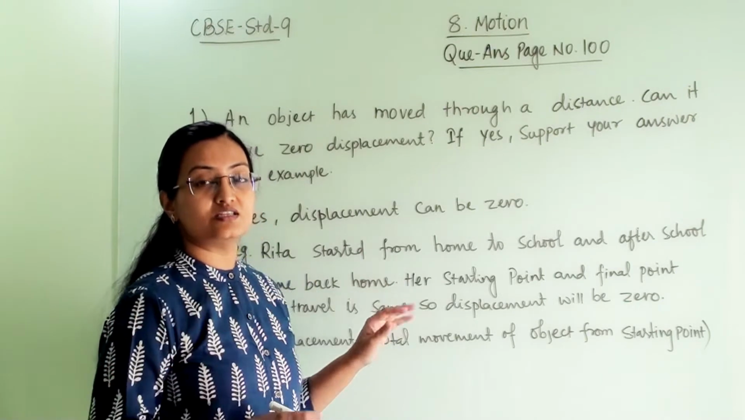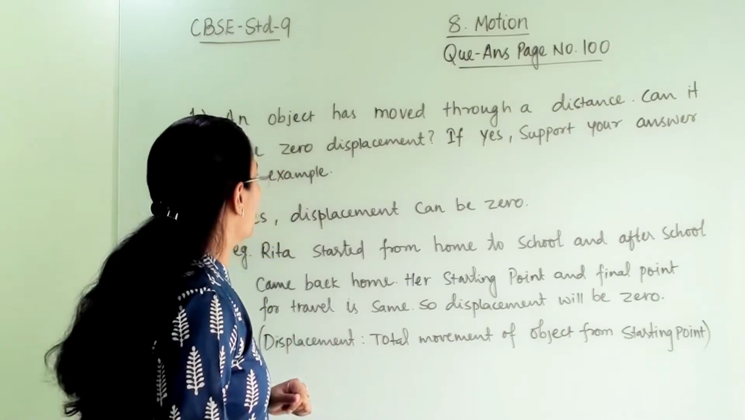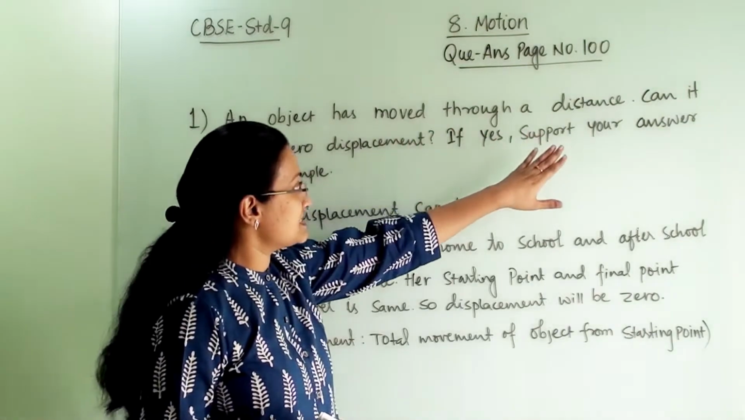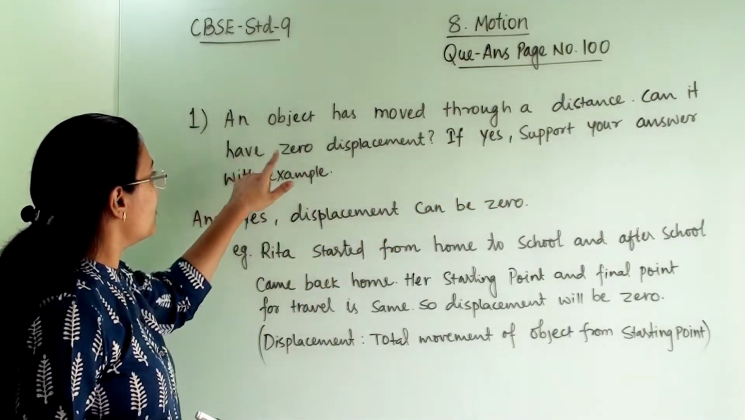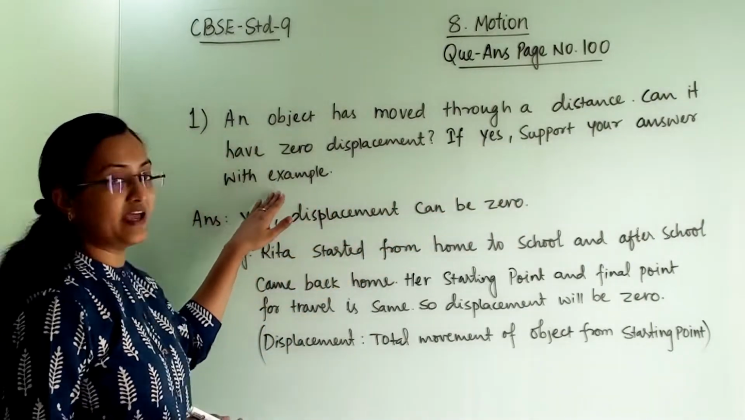And these question answers are from CBSE Std-9, from the chapter Motion. So the first question is, an object has moved through a distance. Can it have a zero displacement? If yes, support your answer with example.